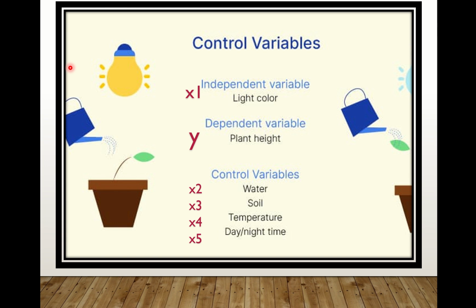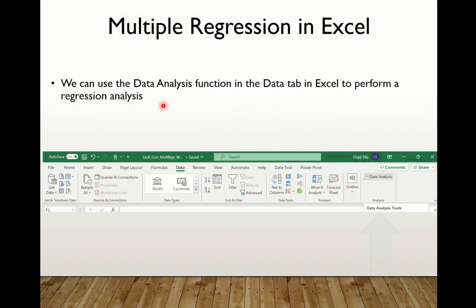If I set up a multiple regression analysis with all these 5 independent variables, and I just want to see what effect light color has, to see if it's a significant predictor or not, I can hold all of these other variables constant in my regression equation. That way I can see how much difference I get in plant height just based on changing the variable of light color. You can do regression analysis in Excel, again, under the data analysis function in the data tab.